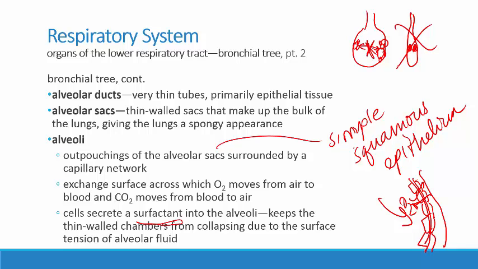All right, so there we are. We've made it through the structures of the respiratory system. And so in our next chapter, we're going to start looking at how do we get the lungs to inflate so that we can begin this gas exchange process.